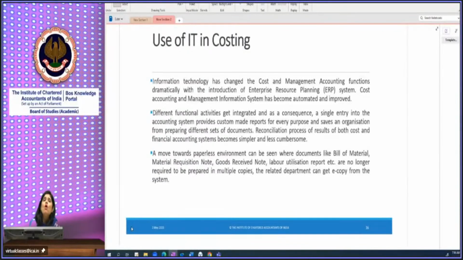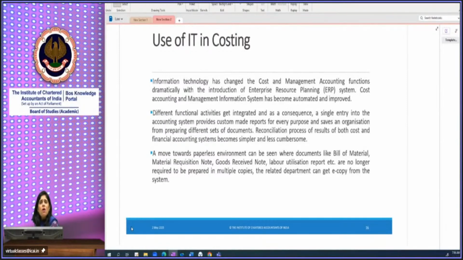IT has helped to automate many processes. Earlier, many copies of any form were generated, let us say a goods received note or a purchase requisition, or any form you will be learning in the subsequent modules. One used to be sent to the purchase department in person. Physically we had to generate a hard copy. One copy had to go to the finance department, one copy to the stores department, one copy to the production department. Now an e-copy is generated.